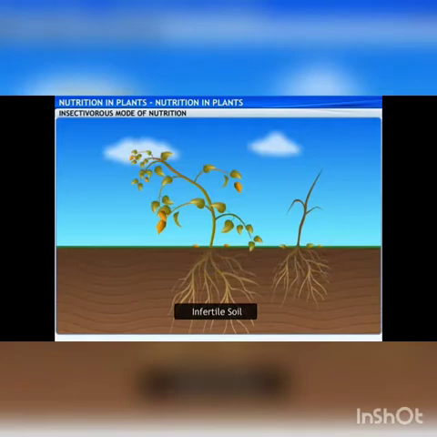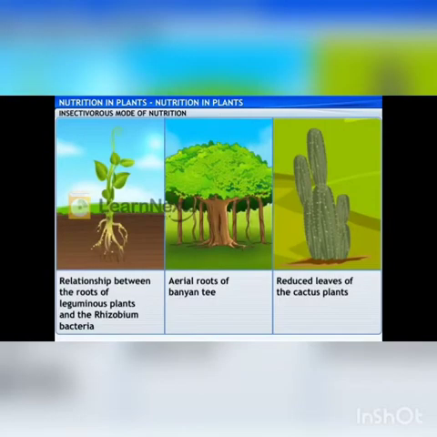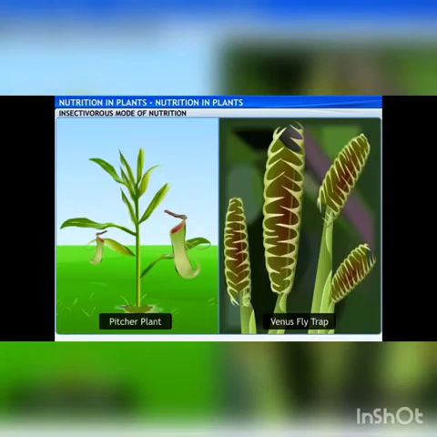Sometimes, green plants are not able to obtain all the ingredients required to prepare food from their surroundings. In such cases, they develop special adaptive features that help them survive. One such special case is the insectivorous mode of nutrition in plants, such as the pitcher plant and the Venus flytrap.